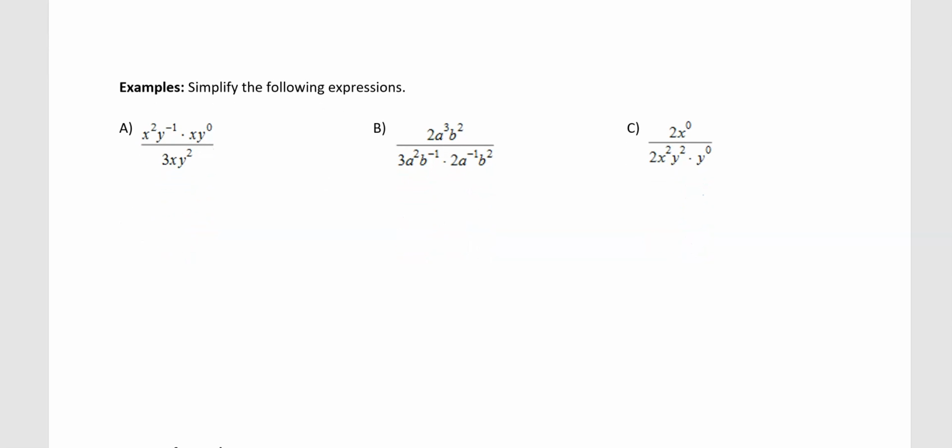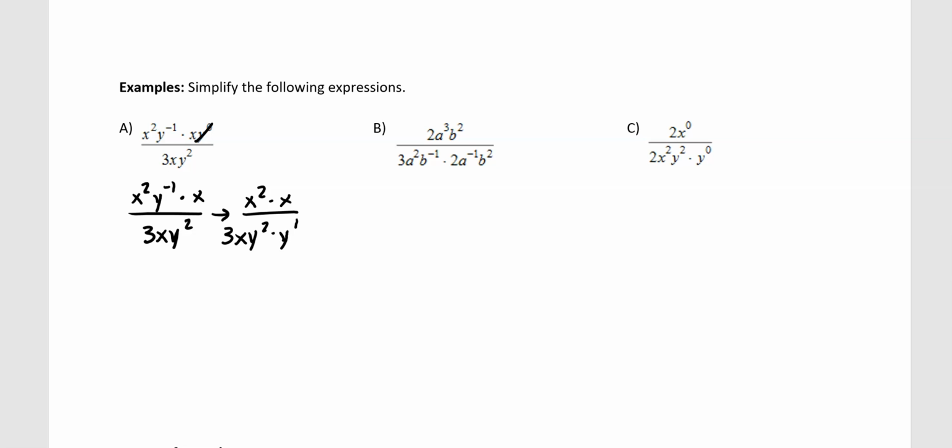So looking at letter A, x squared y to the negative first times x y to the 0 over 3xy squared. The good thing about these is that they can be done in any order. So the first thing I see is I have y to the 0. That becomes 1. So I could rewrite this as x squared y to the negative first times x over 3xy squared. Next, I see y to the negative first. Well, let's move that to the denominator. So x squared times x is in my numerator. My denominator would be 3xy squared now times y to the first.